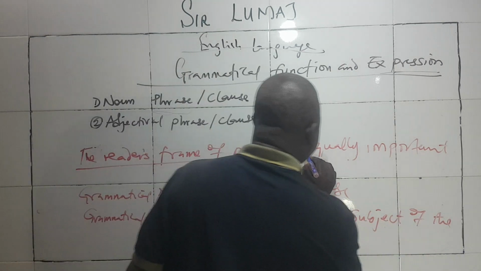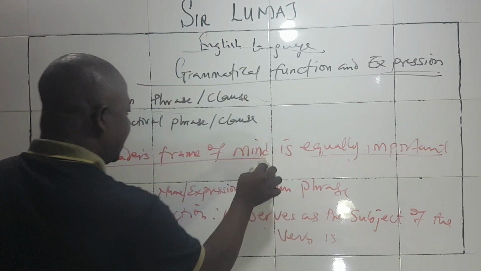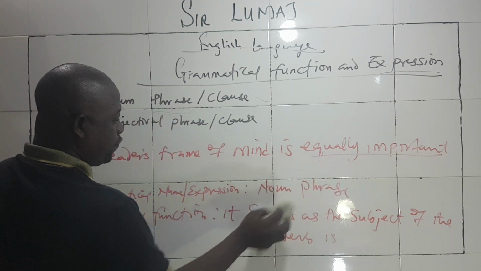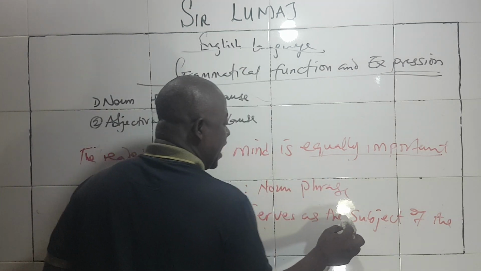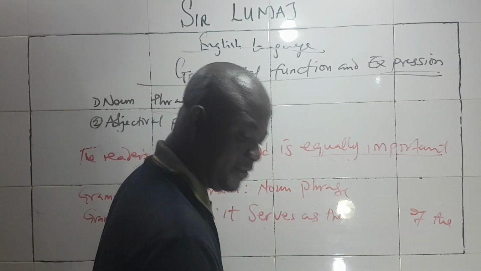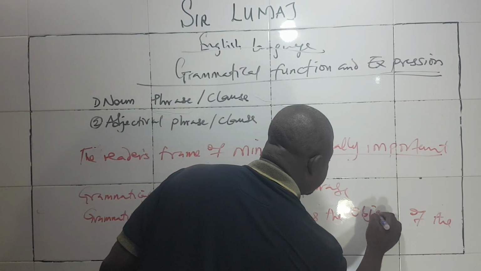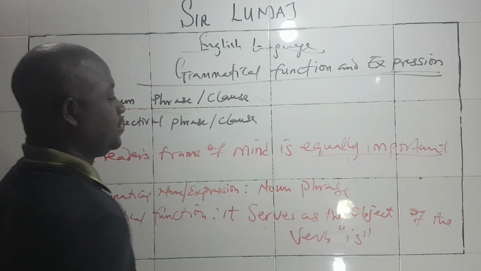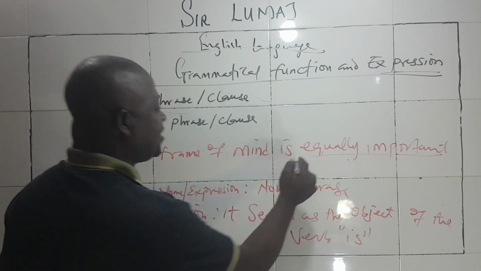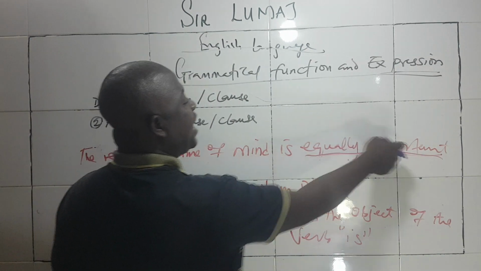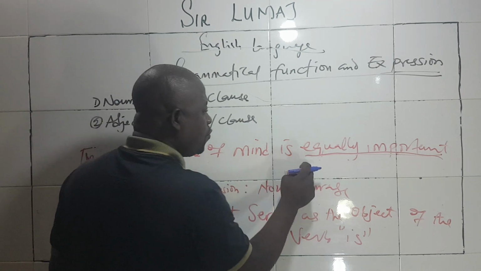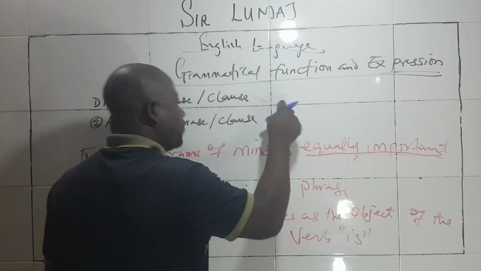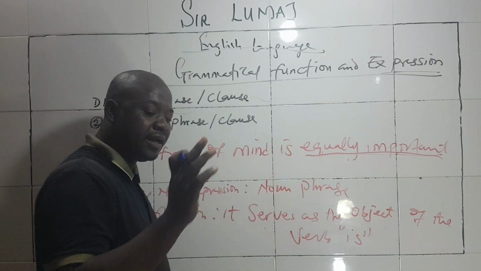But let's assume that I'm underlining that one. So, okay, we still have it as noun phrase. Then it will now be: it serves as the object of the verb is. Because this equally important is coming after the verb. So it's going to be what? Object. We have subject, verb, object. Object of the verb is. I think that is clear enough.